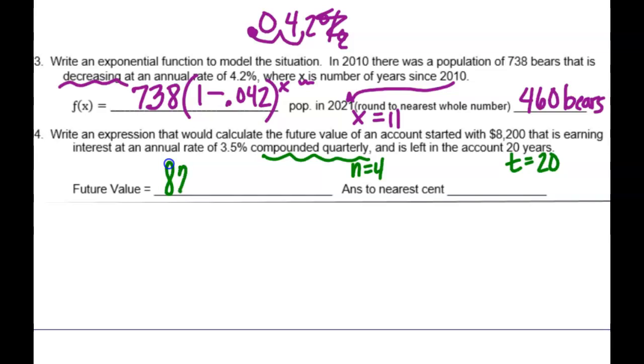All right, so we have 8,200. 1 plus, what does 3.5% become? Yep, and then it said quarterly, so we divide that out over 4 compoundings per year. And up here goes a 4 times 20, or an 80.